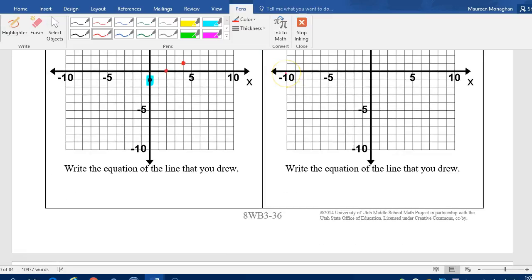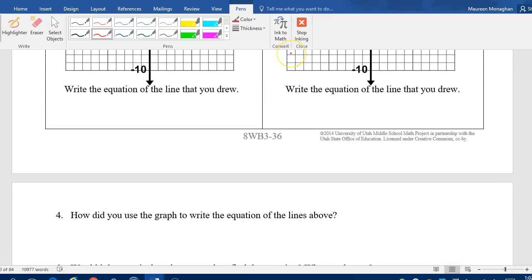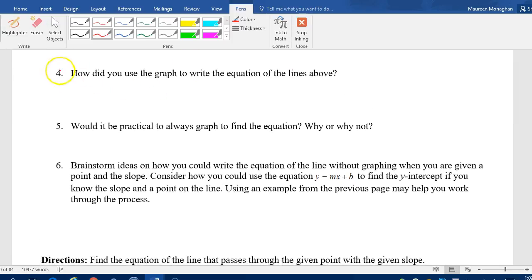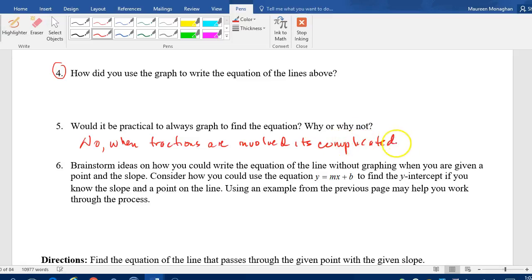Okay, let's turn to the next page. How do you use a graph to write the equation of the lines above? Okay, tell me how you did that. Would it be practical to always use the graph? Why or why not? Well, no. When fractions are involved, it's complicated. So we don't want to have to always do that.